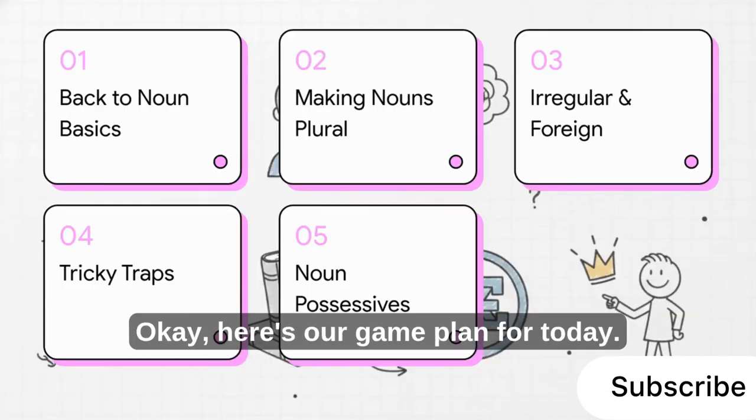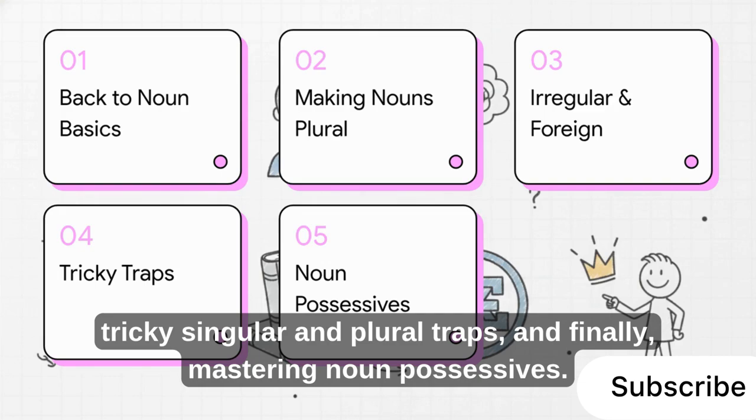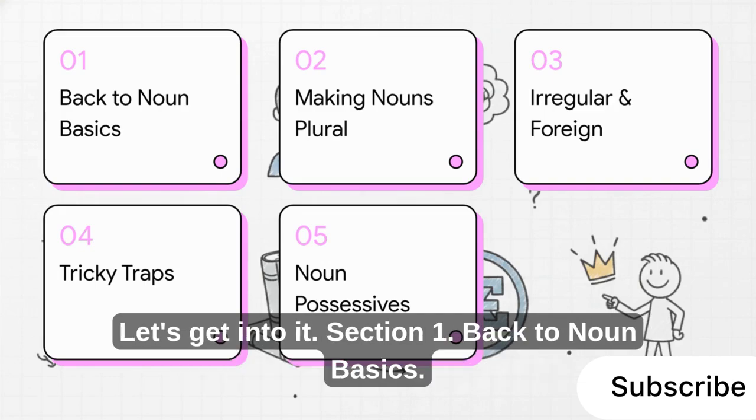Okay, here's our game plan for today. We're going to hit 5 stops. Back to noun basics, making nouns plural, irregular and foreign plurals, tricky singular and plural traps, and finally, mastering noun possessives. Let's get into it.